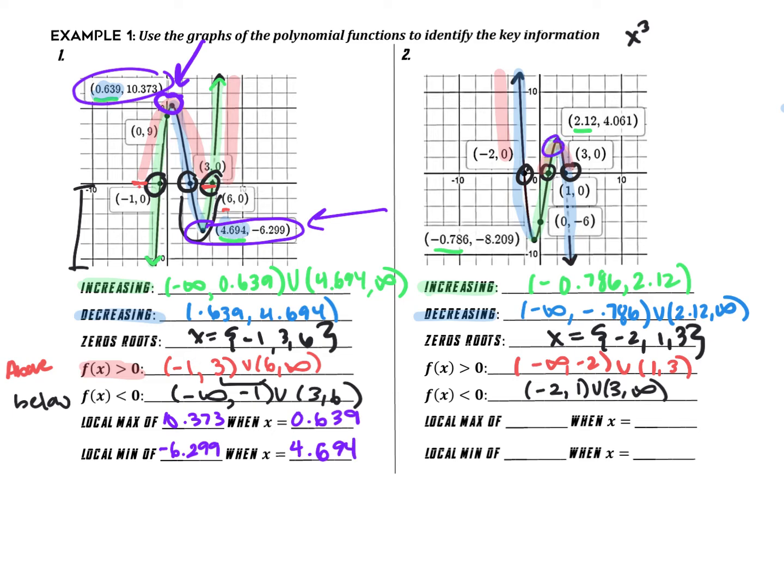So we can see 2 similar points here, and there could be more than 2, but in both of these examples, we just have 2. See if you can fill in the blanks for local max and min on number 2.